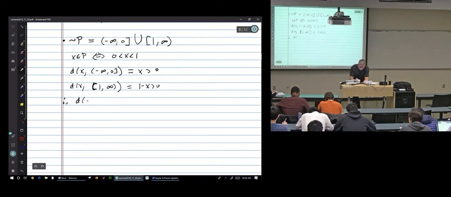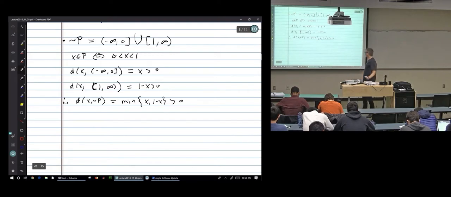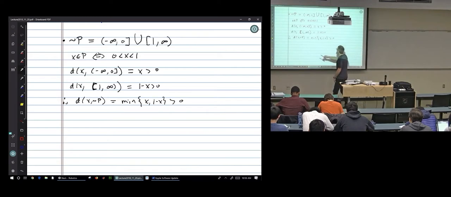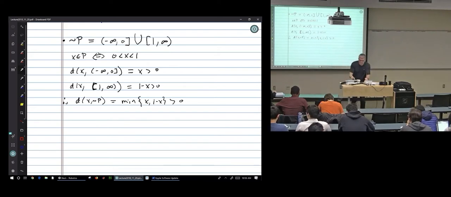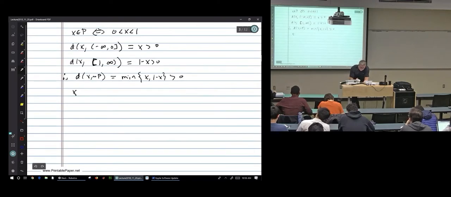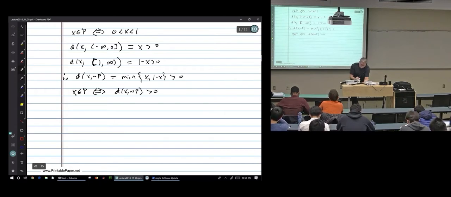Okay, so the distance from x to the complement of P then is the minimum of x and 1 minus x, which is still positive, because the minimum of two positive numbers is positive, okay? So x is in P if and only if the distance from x to the complement of P is positive.